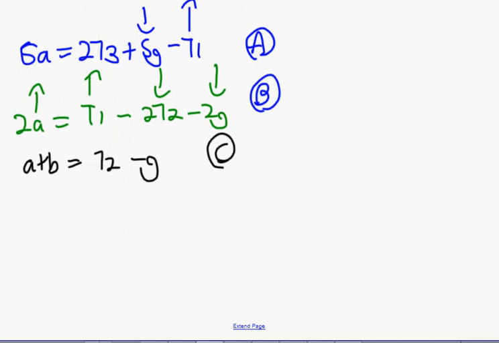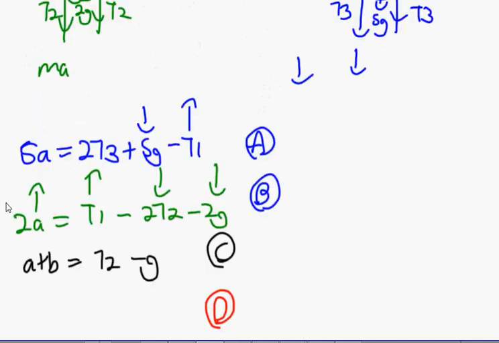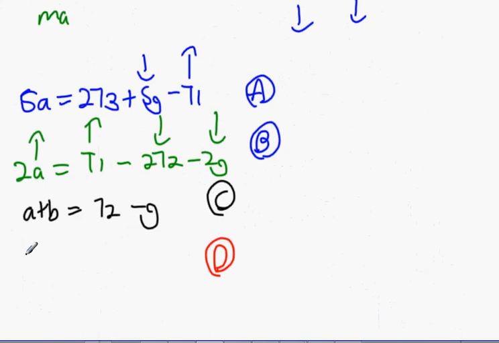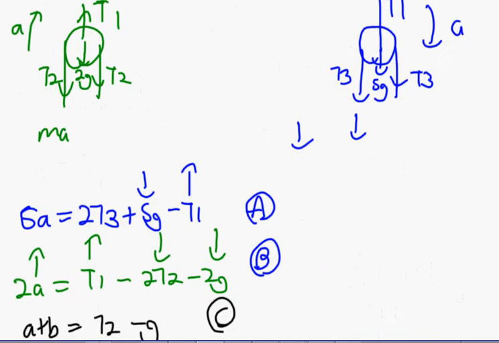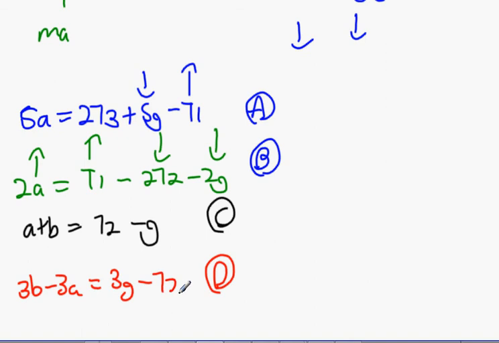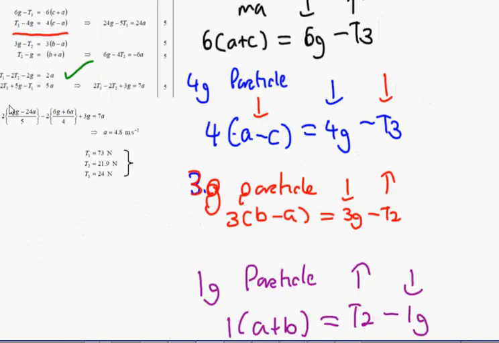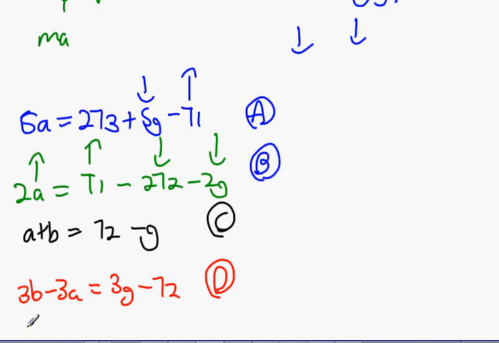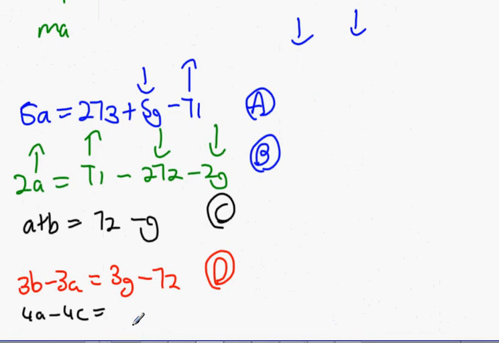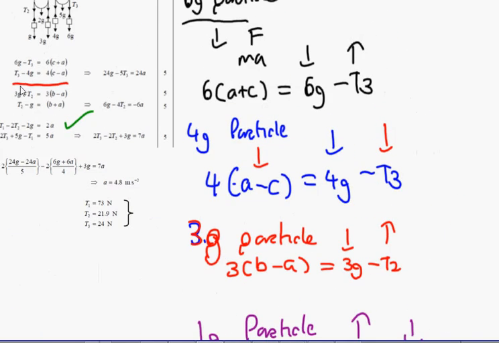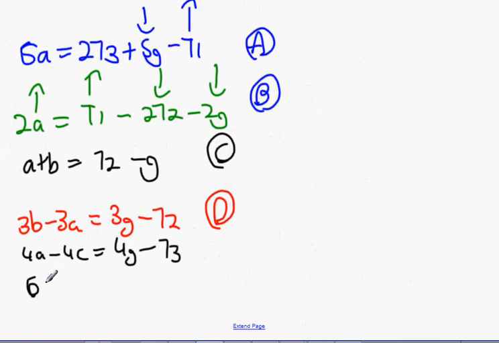Now we're on equation D. Equation D is the next one up. It's going to be 3B minus 3A equals 3G minus T2. Okay, next one after that is going to be 4A minus 4C equals 4G minus T3. And then finally, after that, we're going to have 6A plus 6C equals 6G minus T3. That's E and F.